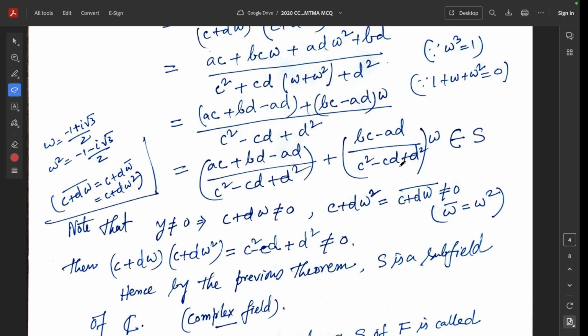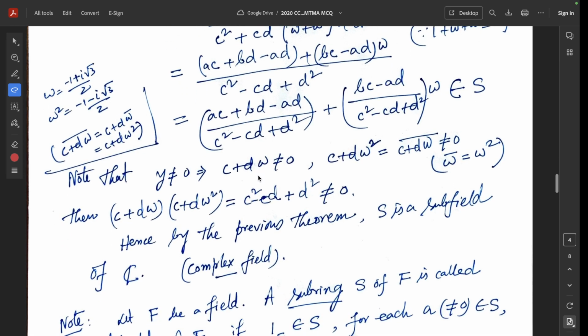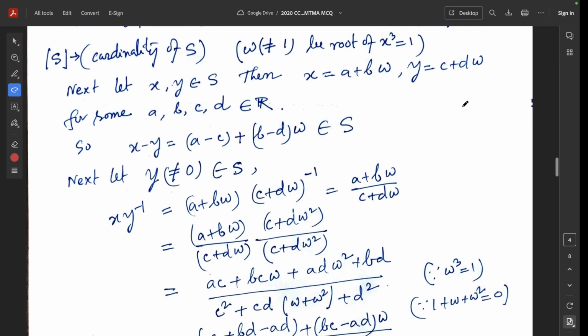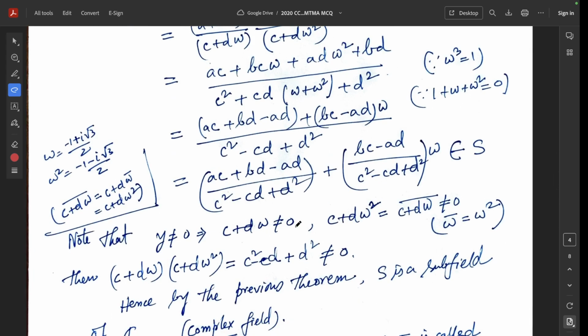This belongs to S. Why is this denominator not equal to 0? Because y is not equal to 0. So y means this C plus D omega. So obviously C plus D omega is not equal to 0. And the bar of C plus D omega equals C plus D omega bar, because C and D are real, and omega bar is the complex root, (1 plus I root 3) by 2. So omega square equals (minus 1 minus I root 3) by 2, so this is equal to C plus D omega square.